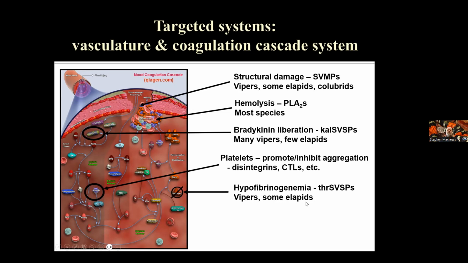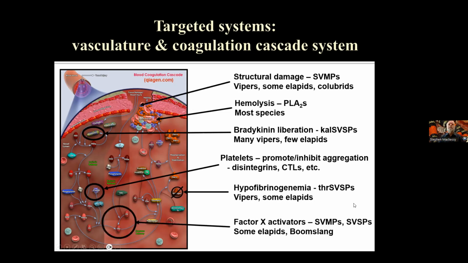less common in the elapids, that can lead to a depletion of fibrinogen and interfere very significantly with the capacity to clot. So we have a one-two punch here. If we're breaking open capillaries and blood vessels, and then we're inhibiting the capacity of the repair mechanisms, that's going to be a problem. There's some specialized toxins that are factor 10 activators, and these are found in things like a few of the elapids, as well as the boomslang, and very problematic in all of those species.